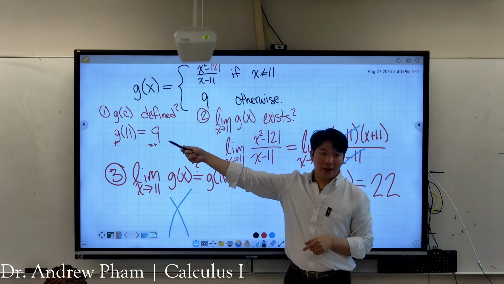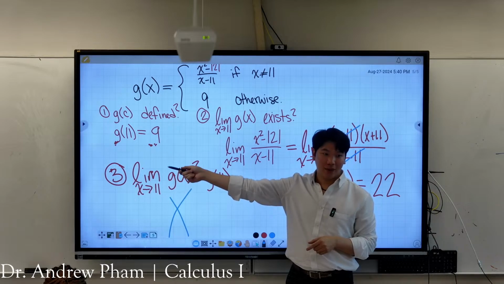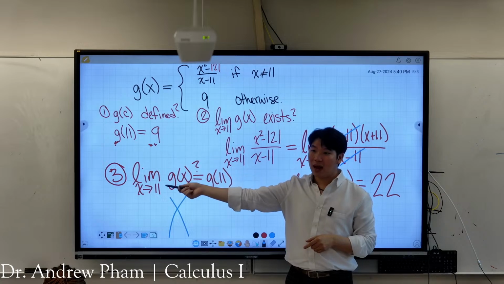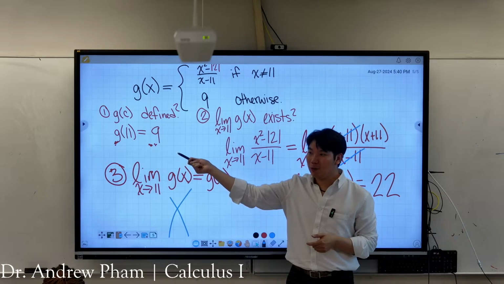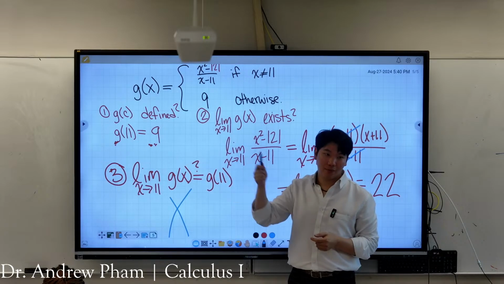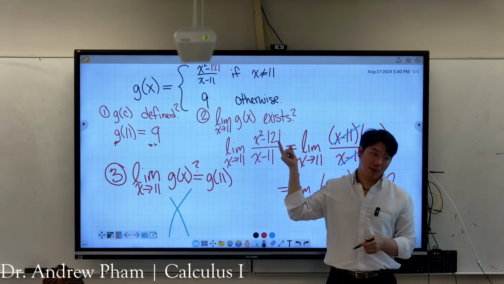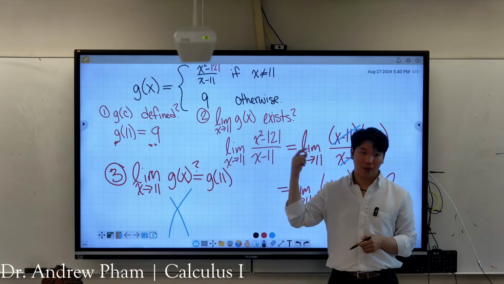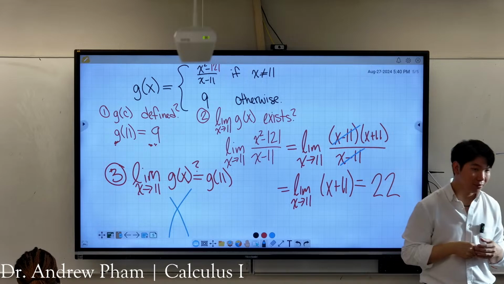If condition 1 fails, then the third one doesn't make any sense to even check. In other words, if g of c does not exist, I'm not going to be checking that it's equal to anything. It doesn't exist. There's no equals sign that we can use. Same thing over here for number 2. If the limit doesn't exist, then there's no point in even thinking about part 3, because we're going to say g of c is equal to that limit, and if it doesn't exist, we can't.